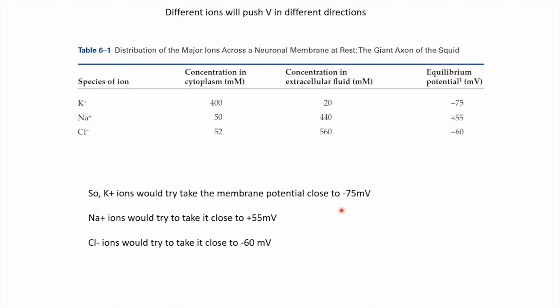Even though we have these three different factors that are trying to achieve different values, the membrane potential will achieve probably something in between. And exactly what that value will be, that is what we will try to understand in the next video.